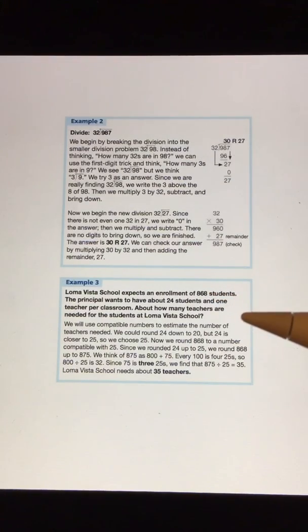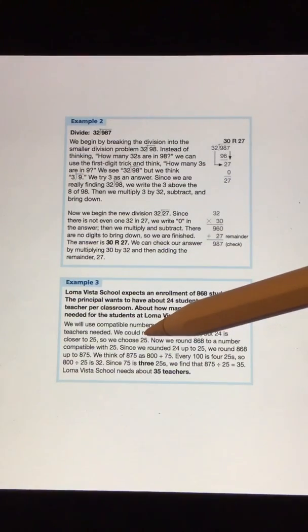All right, Loma Vista School expects an enrollment of 868 students. The principal wants to have about 24 students and 1 teacher per classroom. About how many teachers are needed for the students at Loma Vista? Well, we're going to use compatible numbers to estimate the number of teachers needed. We heard the word about in there, so we know that this is an estimation problem. We could round the 24 down to 20, but I'd like to round it to 25. So we choose 25 here, correct?